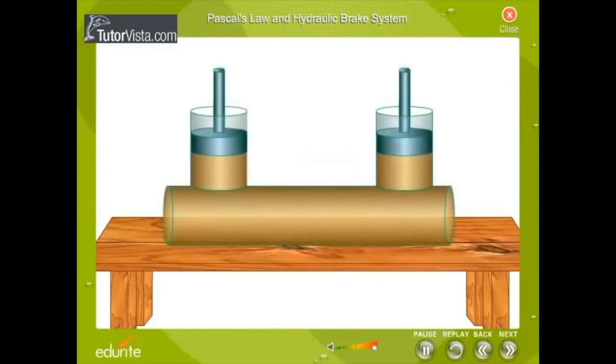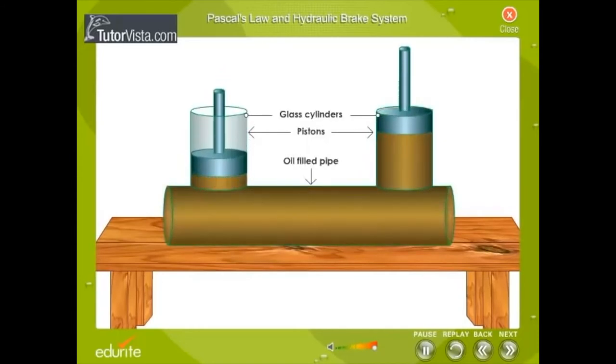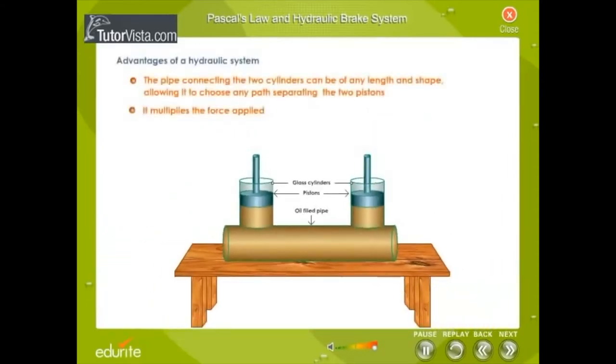Here you can see the simplest possible hydraulic system. Two pistons are fitted into two glass cylinders filled with oil and connected to one another with an oil-filled pipe. If you apply a downward force on one of the pistons, then the force is transmitted to the second piston through the oil in the pipe. Since oil is incompressible, the efficiency is very good. Thus, most of the applied force appears at the second piston. The advantage of hydraulic systems is that the pipe connecting the two cylinders can be of any length and shape, allowing it to choose any path separating the two pistons. The other advantage about a hydraulic system is that it multiplies the force applied.